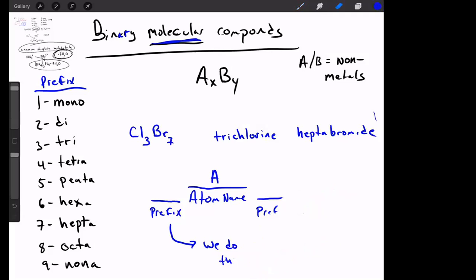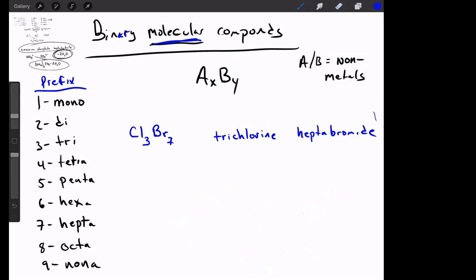I wanted to use this last example to show you how this changes. What if I do this? I'm not saying these are real compounds, but we can really practice naming them, even if they were. What if I just switch the position of the two atoms? Same numbers, but I just switch the position. How do the rules now tell me the name of the compound? Is it heptabromide trichlorine? It's not, remember, because this first atom is always the atom name. So now it's heptabromine trichloride.